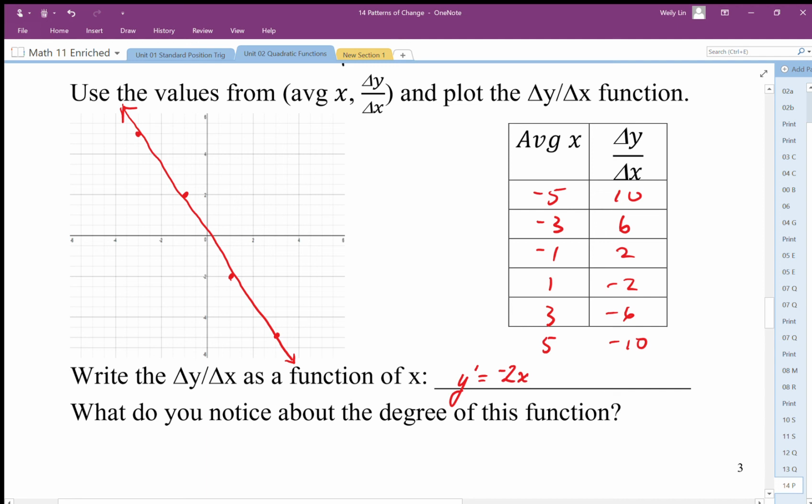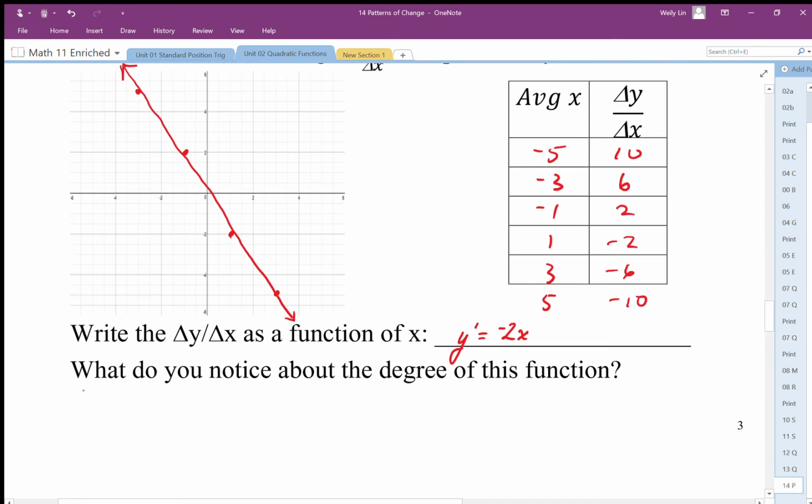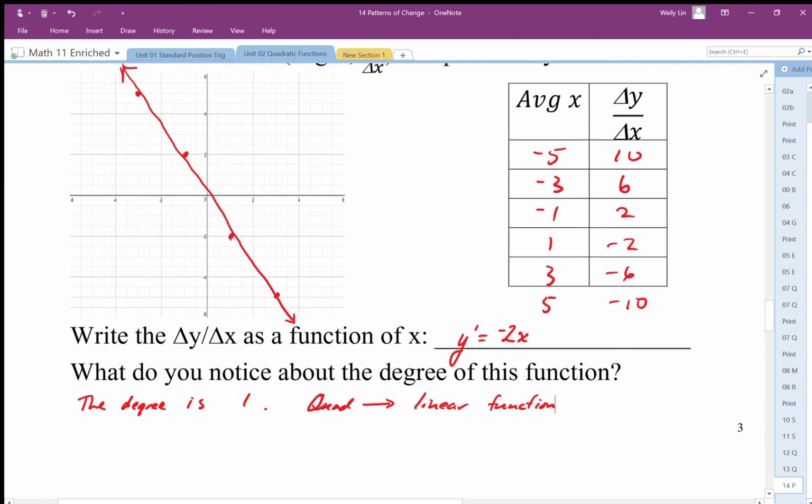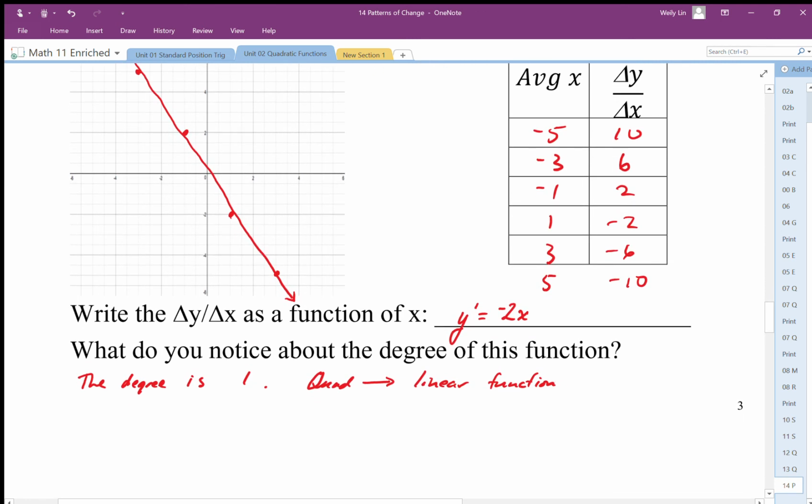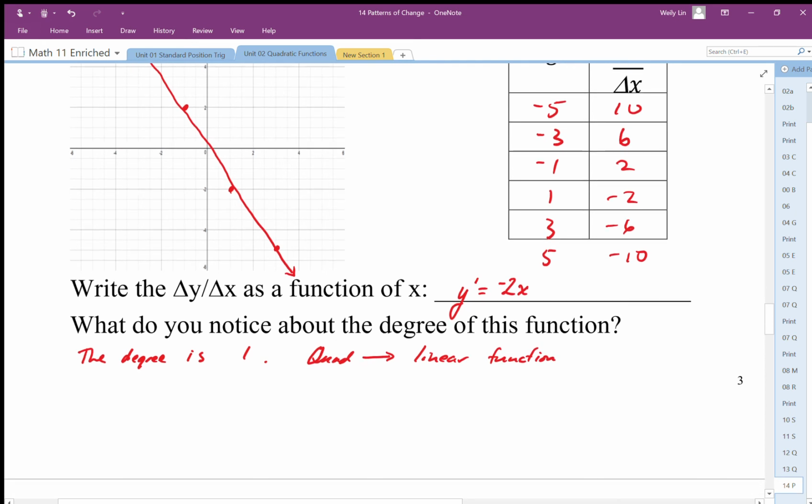And again, what do we notice about the degree of this function? The degree is 1, and we went from a quadratic to a linear function again. So it looks like the rate of change of a quadratic function tends to be a linear function. This is something that is true, and it's very important and something we want to look at, and we're going to use this property to do some analysis as well.